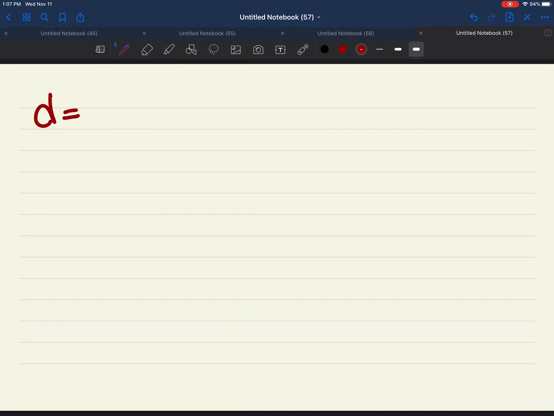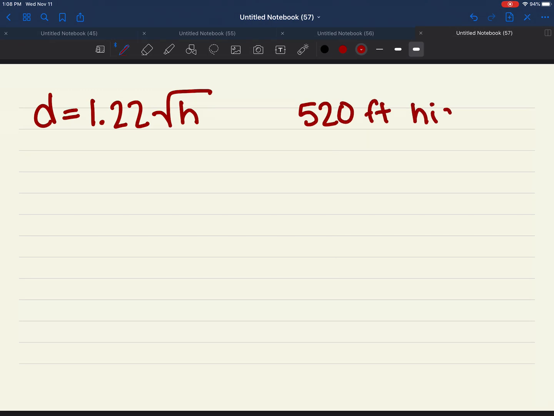Okay? Alright, I'm going to show you this one word problem. It says the distance that can be seen in the horizon from any distance is given by the formula d equals 1.22 times the square root of h. D represents distance. H represents the height that you are at. Okay? And it says, I think it's in Seattle, like the Space Needle or wherever, the observatory is 520 feet in the air.